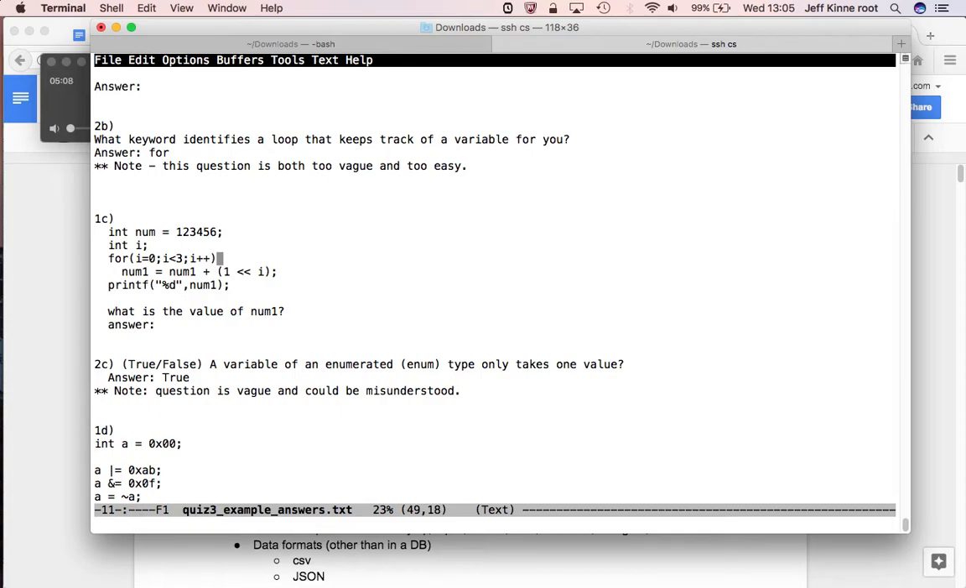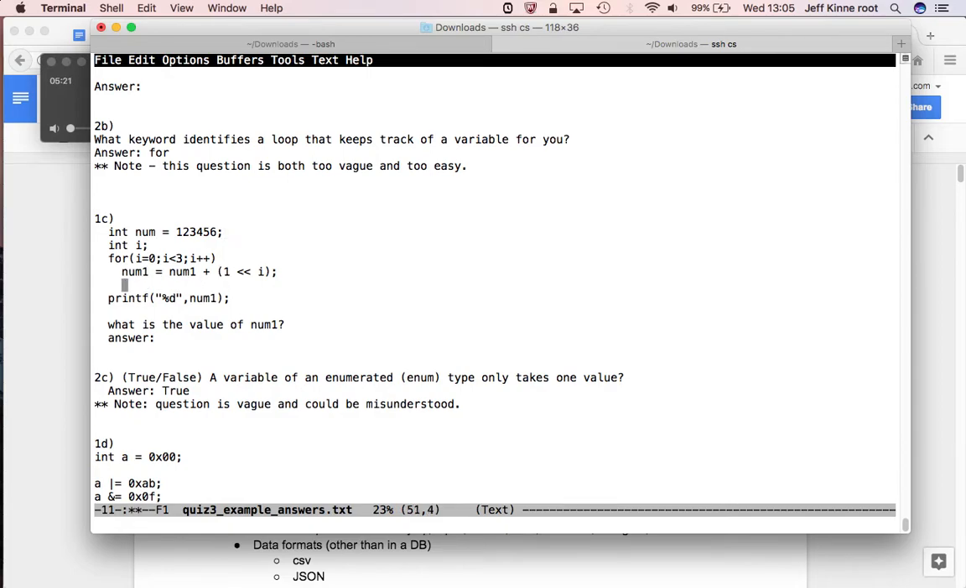All right, i equals 0, i less than 3, i plus plus. So we're just going through 3 times with i and doing things to num. Num is 1, 2, 3, 4, 5, 6. So the first time through, we're doing 1, 2, 3, 4, 5, 6 plus 1 shifted by i. When i is 0, you shift by 0, so that would be 1. So that's 1, 2, 3, 4, 5, 6, 7.